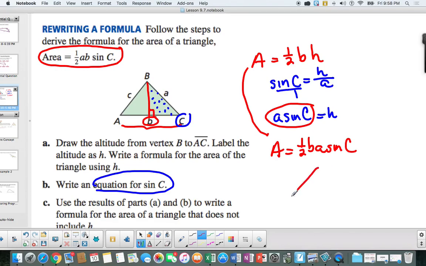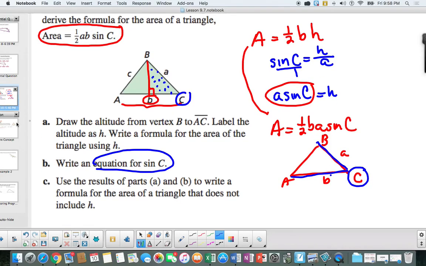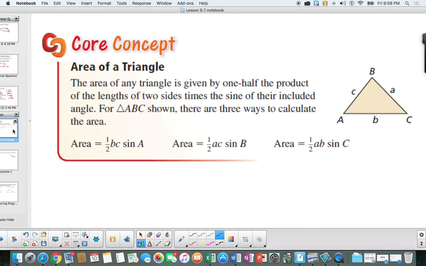Now let's go back to what it looked like before. Remember, this is what it looked like. It was A, B, C, and this was a, and this was b. And so this formula really says in words, take 1/2 a side times another side times the sine of the included angle. And that's what our next theorem is going to say.